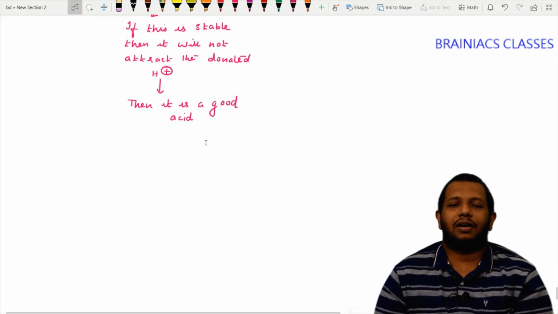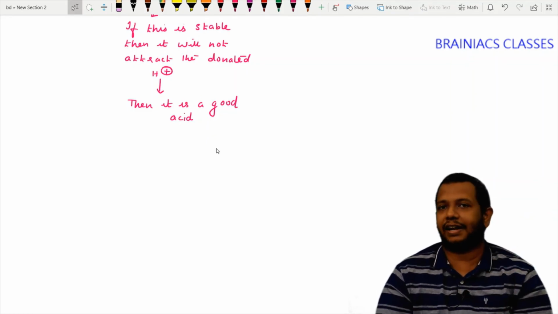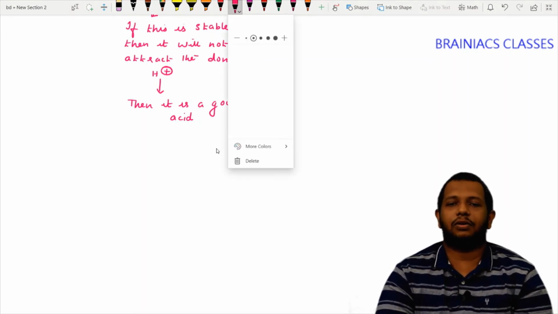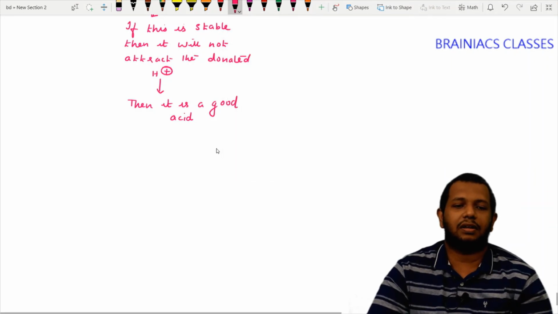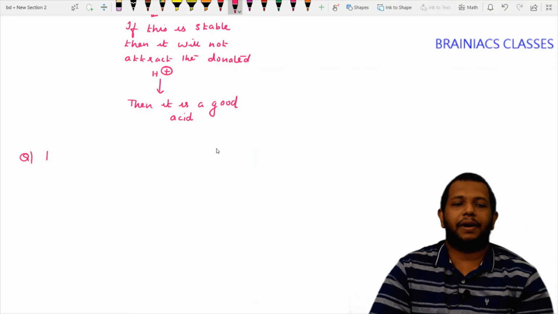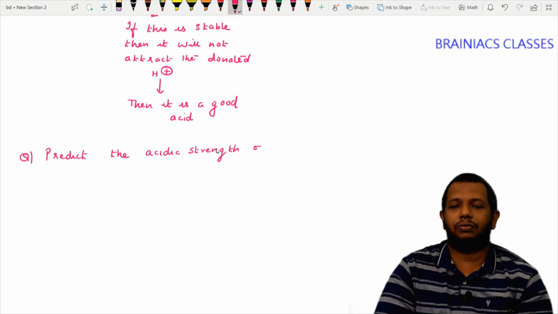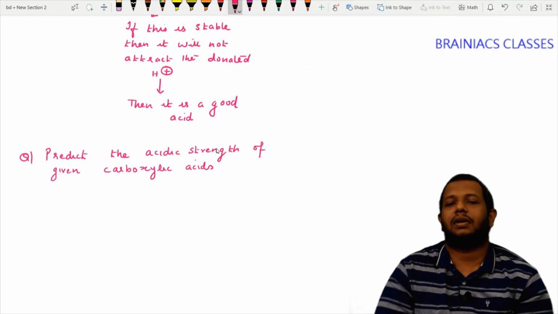So okay, now let's compare so that you will get a fair idea. We will take different compounds and see. So we will handle this with a question. Note down the question. Question is: predict the acidic strength of given carboxylic acids. We will see that.